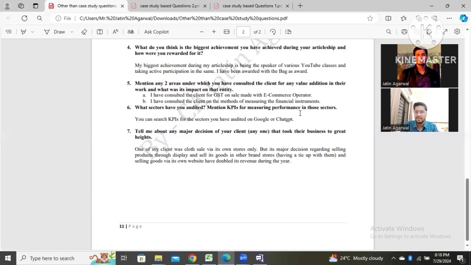Please learn the KPIs. For example, for a hotel, the number of bed days and number of rooms booked can be KPIs. You can find these KPIs on Google or ChatGPT. Please use them and prepare these KPIs.